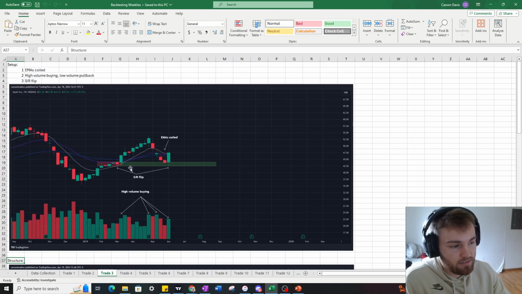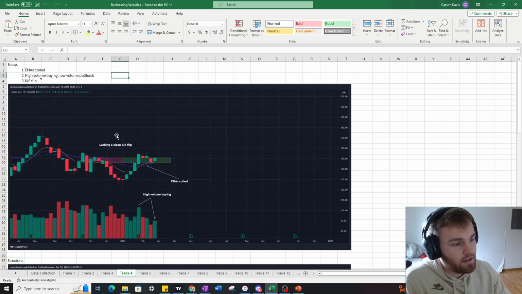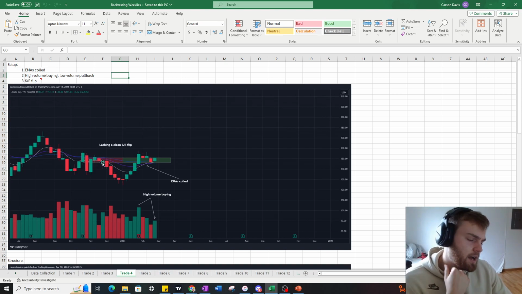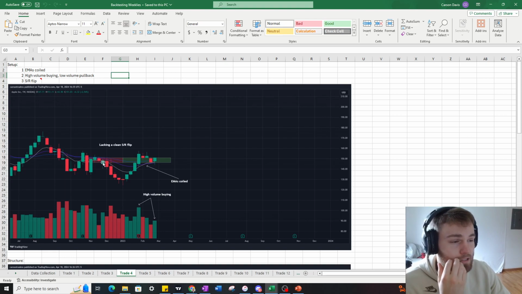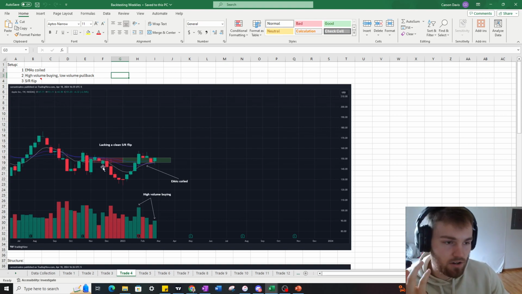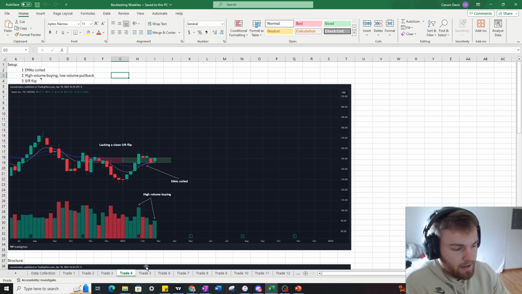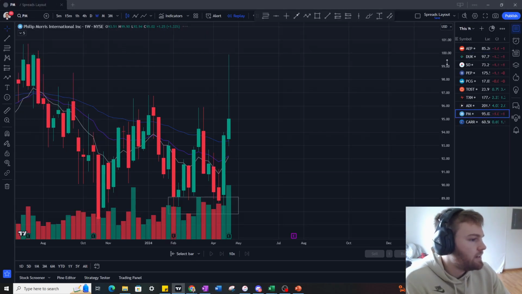Let's go talk about this one. EMAs are coiled, yes. SR flip, yes. High volume buying, yes. I said lacking a clean SR flip, because the fresher the SR flip, the better. This was in March at the time of this trade, and I was using SR levels back in December. March to December, it's not as fresh. It's the support and resistance theory: every time it tests support, it gets weaker. Every time it tests resistance, it gets weaker or stronger, whatever. I might have put that backwards, but yeah. So SR flip, high volume buying. That's the setup. So that covers the first part of it.